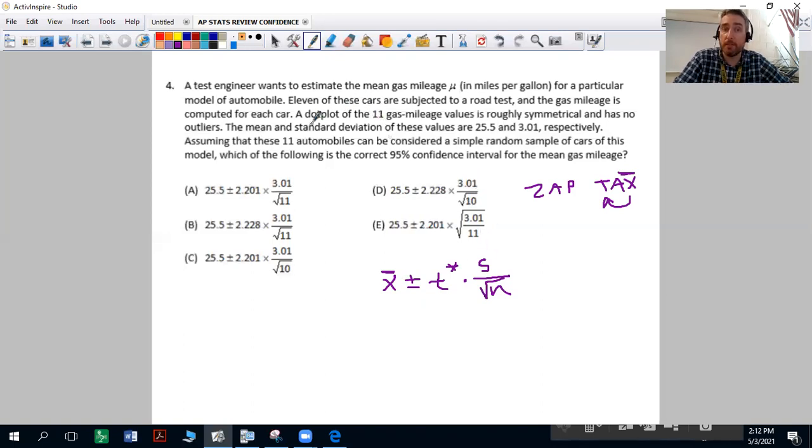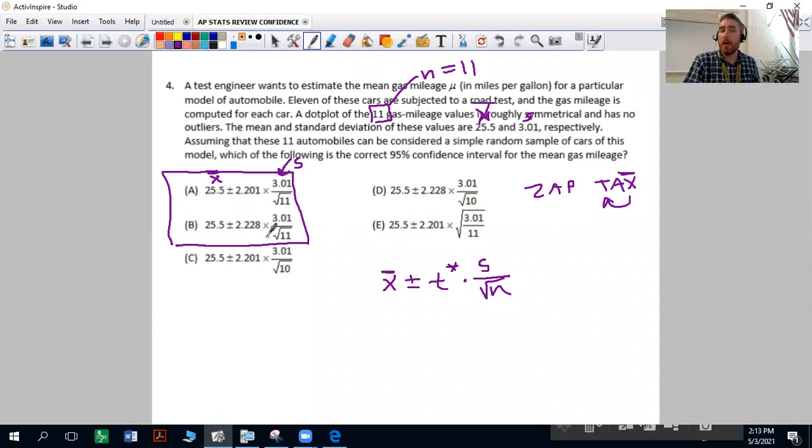Now, what is n in this case? A dot plot of the 11 gas mileage values, so n is 11. So we want that to be the square root of 11. So we really can only figure it out between these two, which one is going to be your answer, right? Our sample mean is 25.5. Our sample standard deviation is 3.01. We know that's going to be S. And that's your mean. So is it 2.201 or 2.228 as your T star?